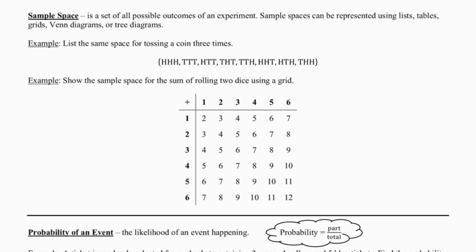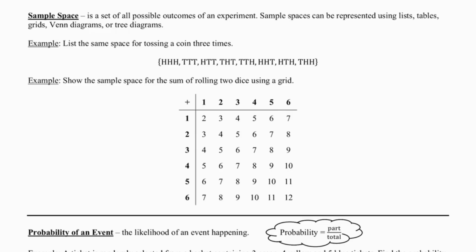Or you can get one head, but that one head could be head, tails, tails, or tails, head, tails, or tails, tails, head. Same thing with tails. So there are 8 different possibilities. A good way to know that there are 8 is because each coin has 2 sides. So for the first time you flip it, it's 2. Second time is 2. Third time is 2, so it's 2 times 2 times 2.